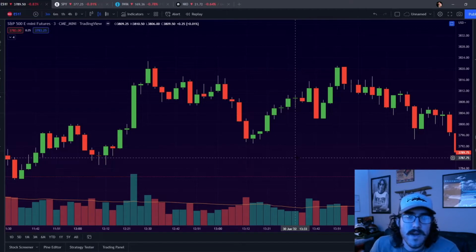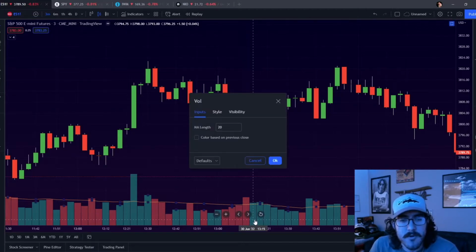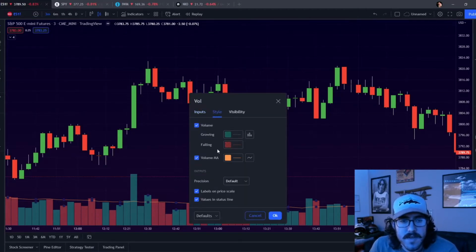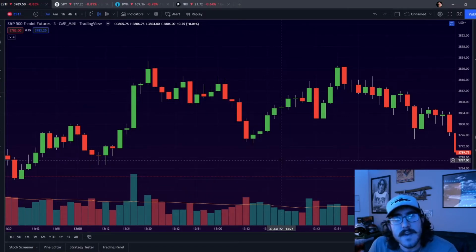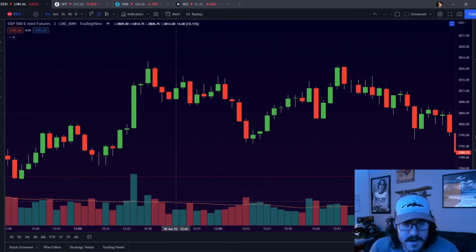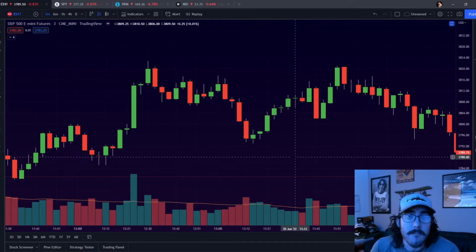Okay, so real quick here at the bottom of the screen, we're going to actually double click on our volume and make sure that our volume moving average is turned on here. Okay, so what is that going to show us? That's going to show us anything that is disproportionate to the average amount of volume that typically happens throughout the day. So this orange line here at the bottom of the screen is going to be showing us our moving average for volume. Anything over that line is over average volume. Anything under is under average volume.